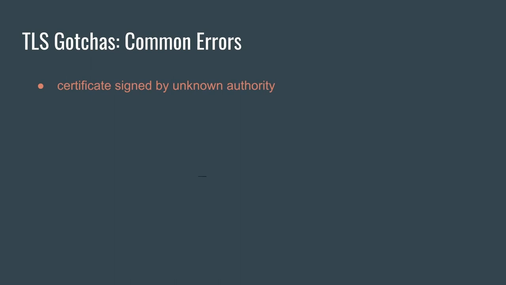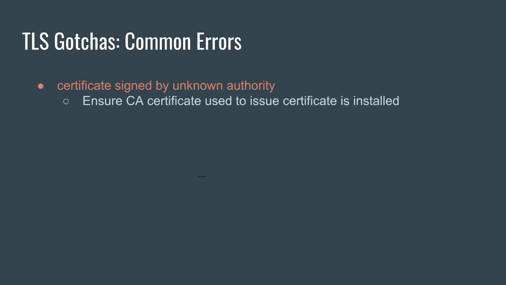So you might see certificates signed by unknown authority. This is most common when you're using a self-signed certificate authority to issue certificates, but the CA's public key didn't get installed correctly on the machine you're running this command from. So ensure that the CA certificate used to issue those server certificates is installed correctly in either your machine's browser or in your operating system's SSL directory.